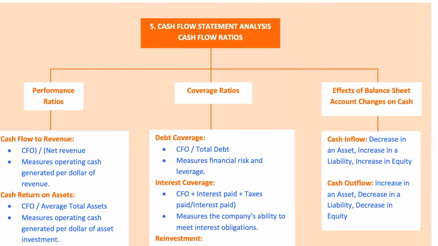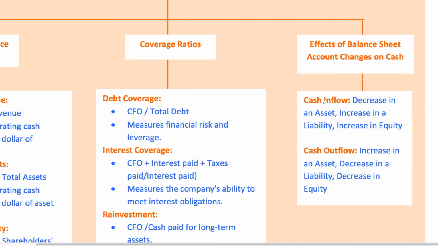Now, let's quickly touch on how changes in the balance sheet accounts affect cash flow. Cash inflows occur when a company receives cash, which can happen in several ways. First, a decrease in an asset brings in cash by selling inventory or collecting receivables, converting those assets into liquid funds. Another source is an increase in liabilities, such as taking on more debt or delaying payments, which allows the company to hold on to cash longer. Lastly, an increase in equity, issuing shares or raising capital, brings in cash through new investments.